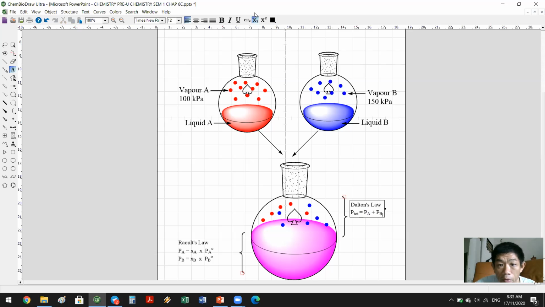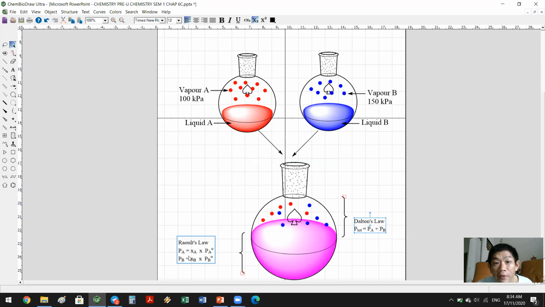Yes, okay, good. So this is the part where you use Raoult's law, and this is the part where you use Dalton's law. Now, because both of the liquid mixture has already been vaporized, isn't it? Now you shall have gas A and gas B mixed together. So even though you have the same mole of A and B in the example just now, does it mean that the vapor of A has the same mole with vapor of B?